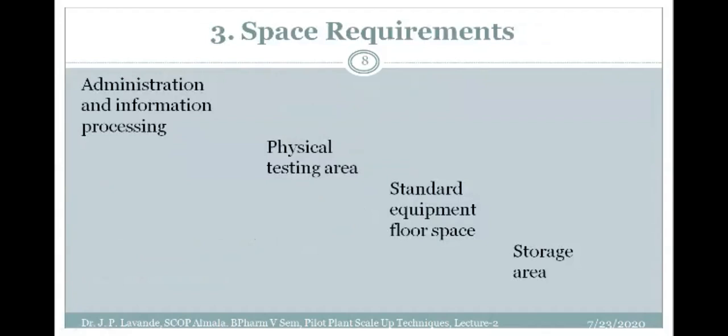The third consideration that is required is the space requirements. Sufficient ambient and discrete space is required as far as the pilot plant is concerned. It should not be too congested. It should be an ambient one. So the space requirement is in terms of the administration and information processing, the physical testing area, the standard equipment floor space, and the storage area. So these four are the different areas which should be considered during the pilot plant scale up.